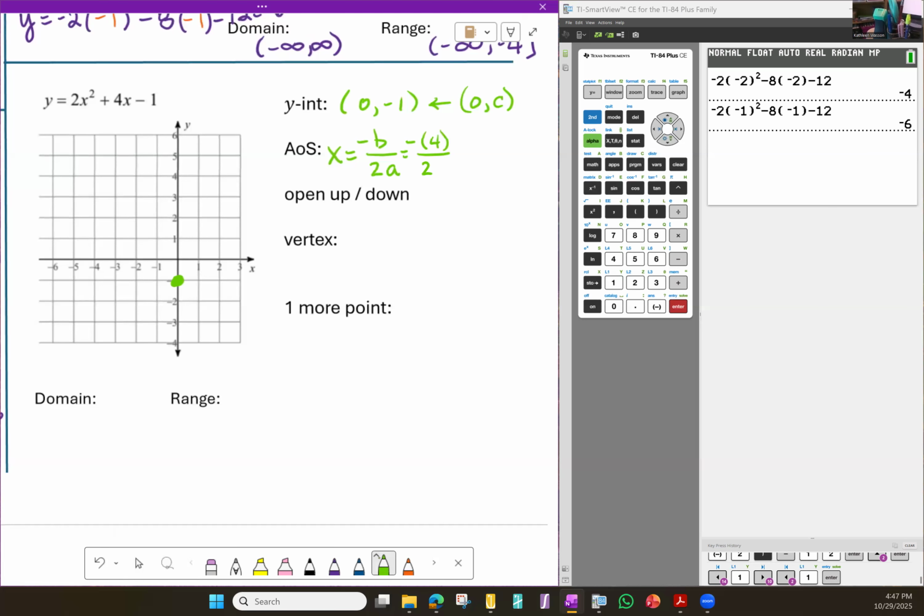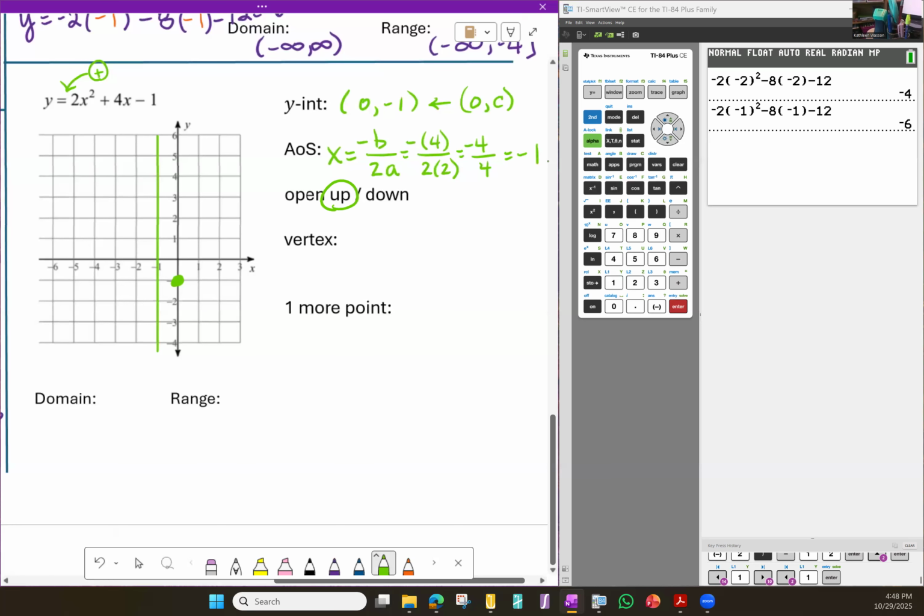divided by 2 times 2. This is -4 divided by 4, or -1. X equals -1 is my axis of symmetry. My graph will open up because this is positive.